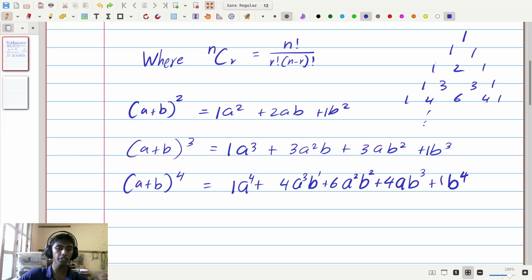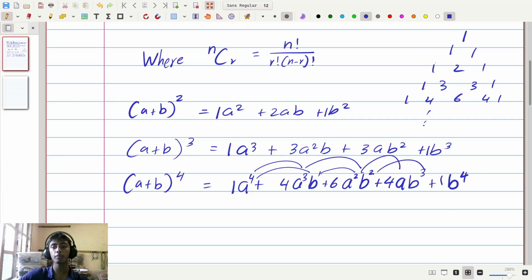In this case, we can see we have a to the power of 4, we go down by 1, a to the power of 3, we also go up by 1 for b. Here b is b to the power of 0, so we get b to the power of 1. We go down 1 for a, so a squared. We go up 1 for b, so b squared. And then we go down 1 for a, so a to the power of 2 becomes a to the power of 1.